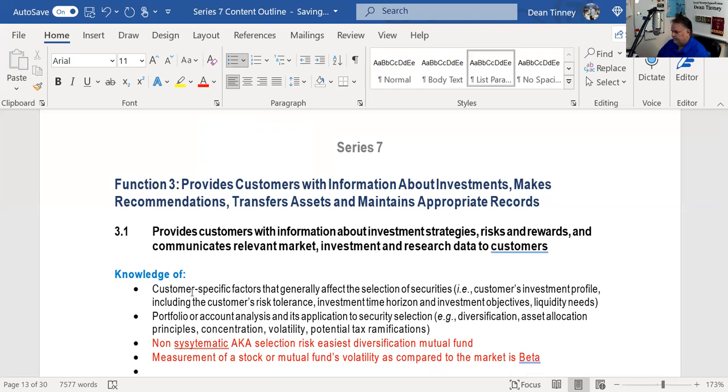And then alpha, I don't think you'll see alpha on your Series 7, but alpha is the return in excess of beta. Now in Series 66, they'll go in a little more detail on that kind of stuff, a little more in depth on what's called modern portfolio theory.